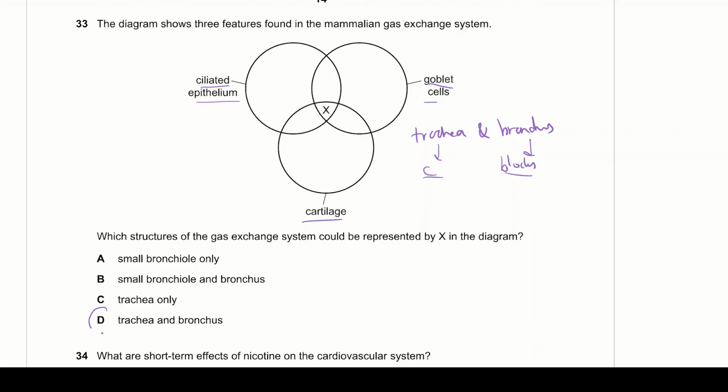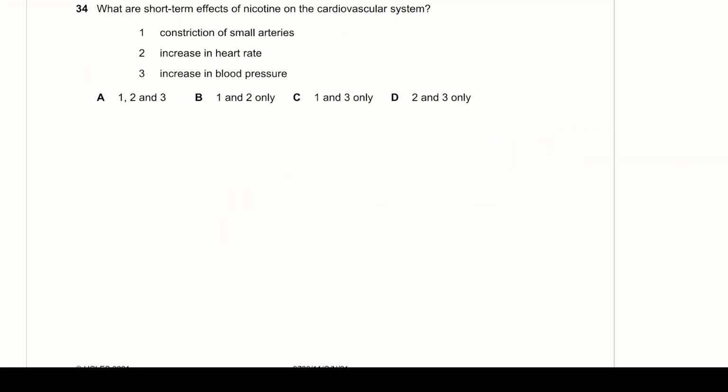So the answer is going to be D. 34. What are the short-term effects of nicotine on the cardiovascular system? Actually, nicotine has been removed from the syllabus, but we're going to answer it just in case. 1. Constriction of small arteries. Yes, it does that because it's a stimulant. 2. Increase in heart rate. Yes, it does cause an increase in heart rate. And 3. Increase in blood pressure. This is correct. The answer is going to be A.